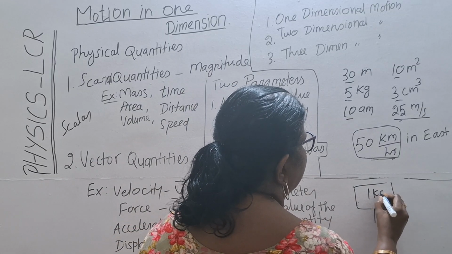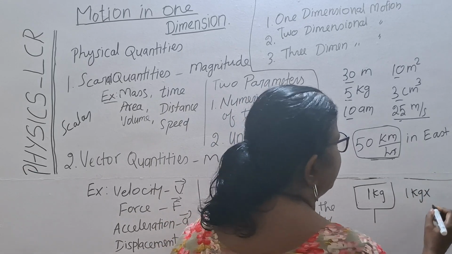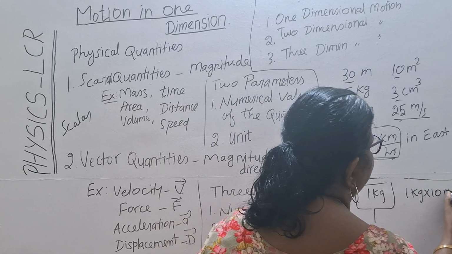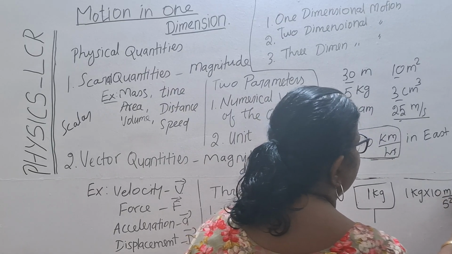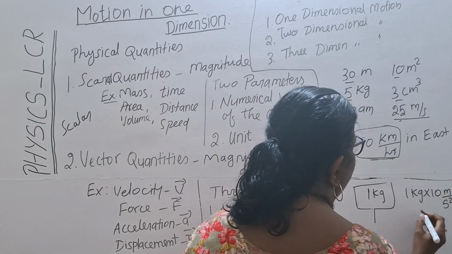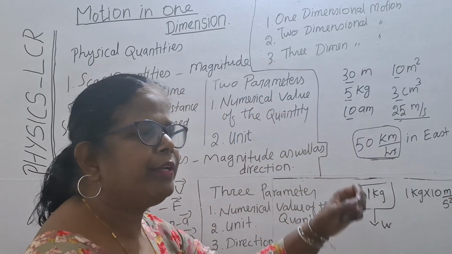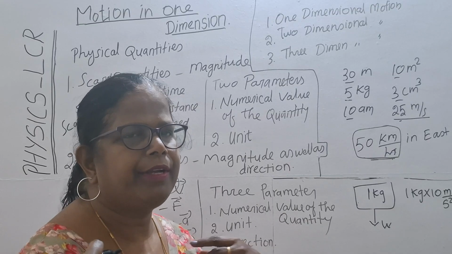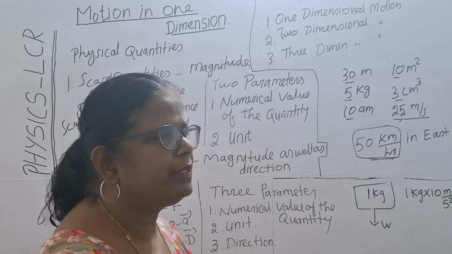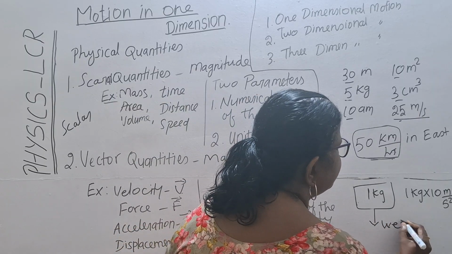A 1 kg mass multiplied by an acceleration of 10 meter per second square. This is the g value, the gravitational value, so this is weight. Weight is always pulling towards the center of the gravity. Our weight also is falling downward.